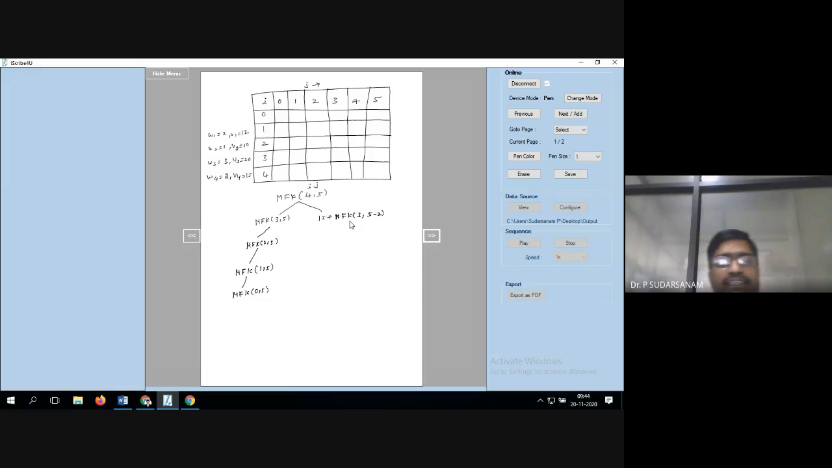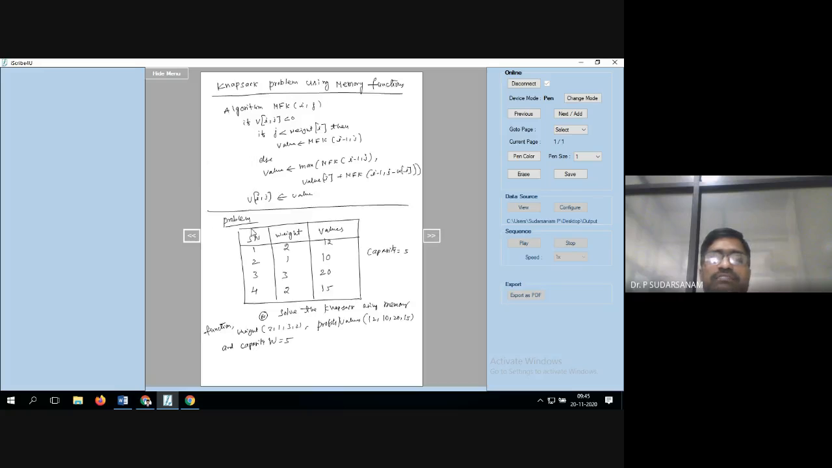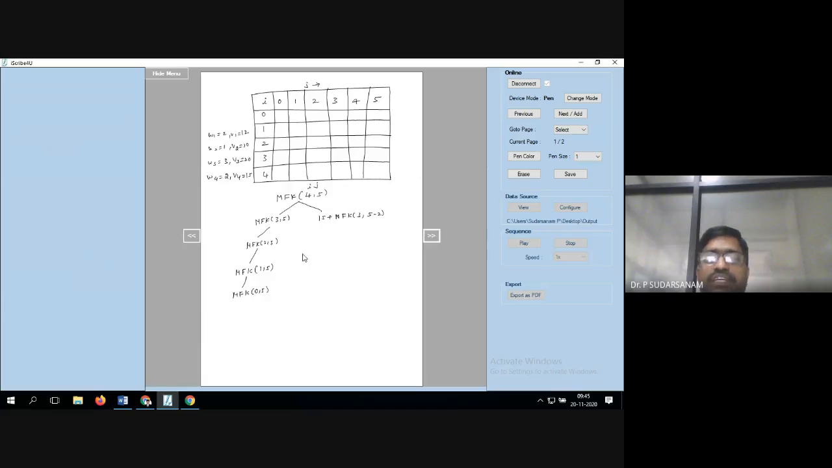Any doubt to write this? I have written only leftmost now. So that is nothing but I minus 1, I minus 1, I minus 1, I minus 1, j as it is. That's what this statement is. See here, mfk of I minus 1 comma j. This one I have written leftmost only. Now rightmost I have to write for everyone.